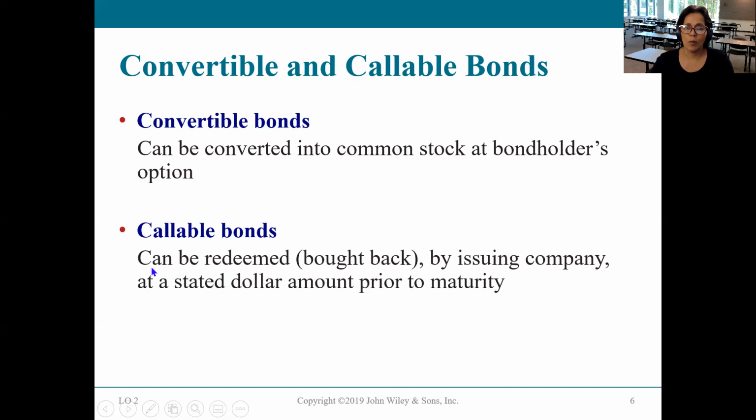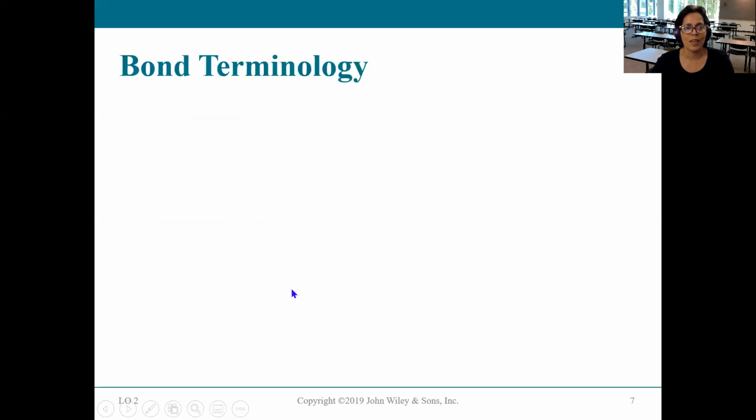So callable bonds can be redeemed, that's bought back, by the issuing companies at a stated dollar amount prior to maturity. Once again, at the time of issue, the seller will have all of these terms and conditions printed and written out, so the buyer is made aware of it before they make the purchase. No surprises.